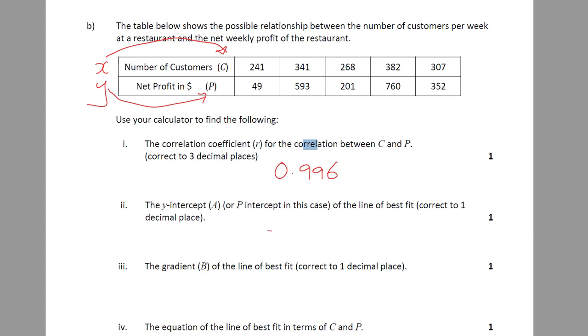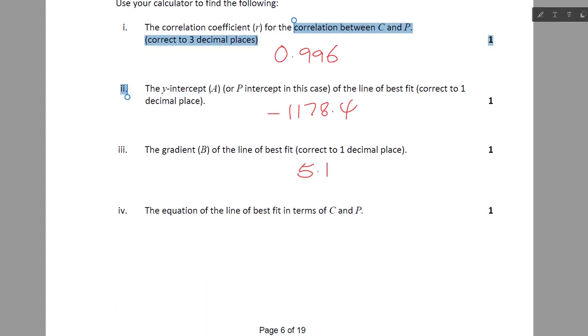For the A, I go back into, on my calc, shift 1, regression, and the A equals is minus 1178.4, correct to 1 dp. Go back in that spot, and my B option tells me 5.09, so on. So the 0 rounds up, because it's followed by 9, 0 rounds up to 1. 5.1, and then it wants the equation of the line.